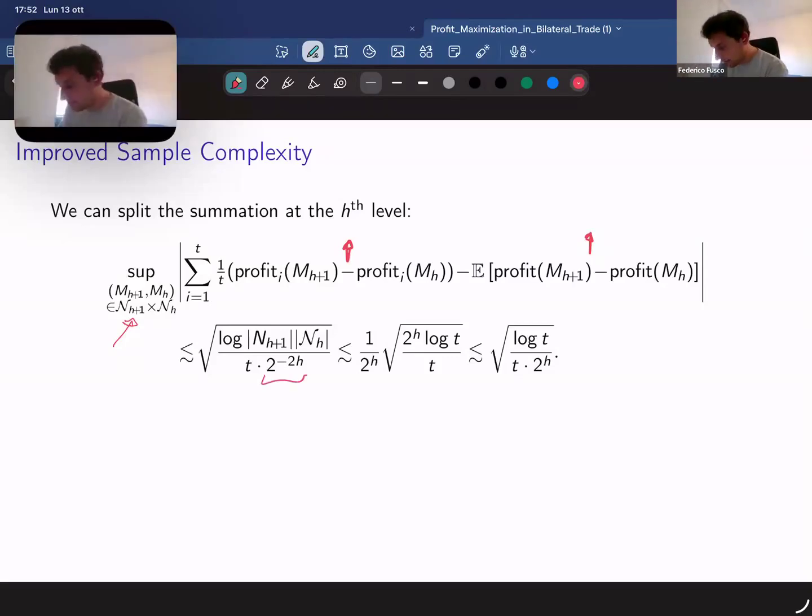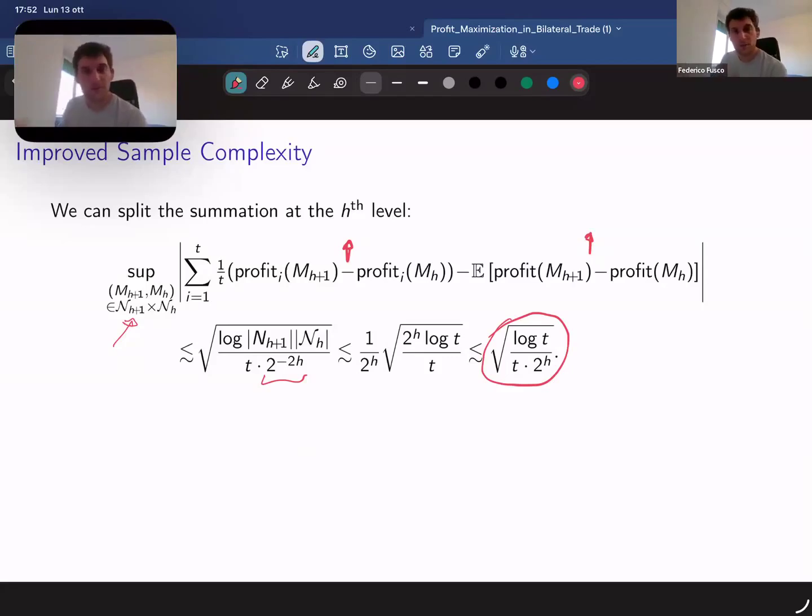And this, like all the parameters are set in such a way that at the end of the day, I only get a dependence on h that kind of plays in my favor. Because I get square root of log t over t times this 2 to the minus h. That is something nice, something small that I can handle.